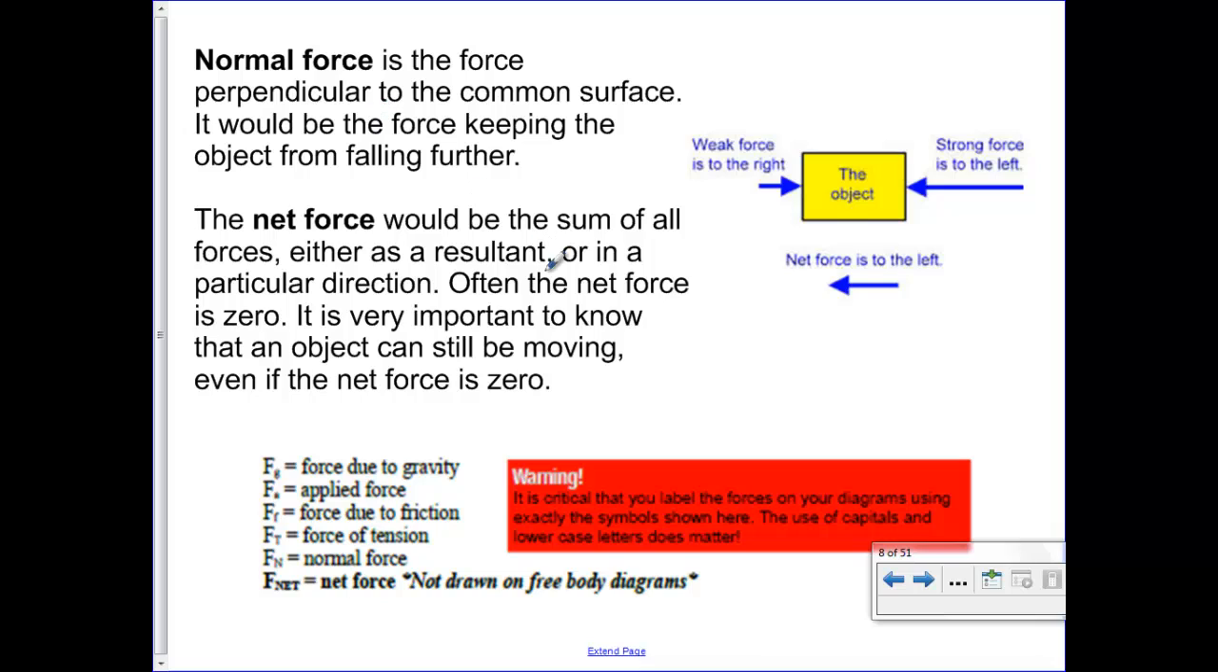So that's my next slide here. Normal force is a force perpendicular to a common surface. It would be the force keeping the object from falling. There's a lot of normal force in the world then, isn't there? Because everywhere that gravity exists, if the object is not moving, there must be a normal force keeping it up. Now, in a lot of examples, that could be like a table or a surface. What if you were, say, parachuting?